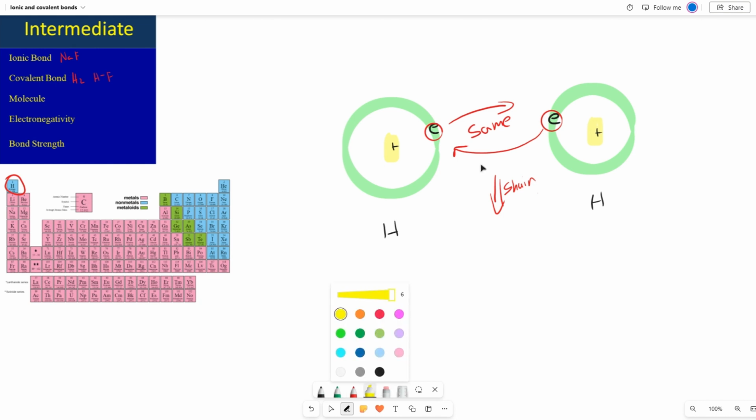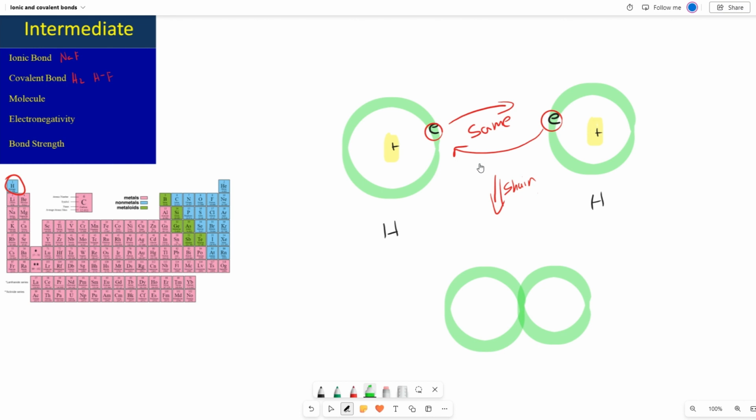So if I kind of draw these atoms where their electron clouds are overlapping, they're getting close to each other, but not so close that the nuclei really repel each other. So the nuclei are still kind of far apart, but the electrons are now able to overlap with each other. And when this occurs, these electrons count for both atoms.